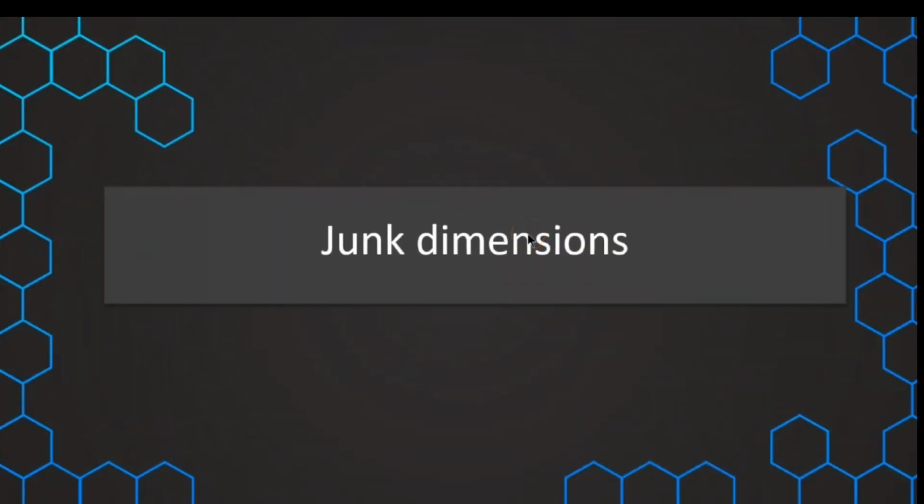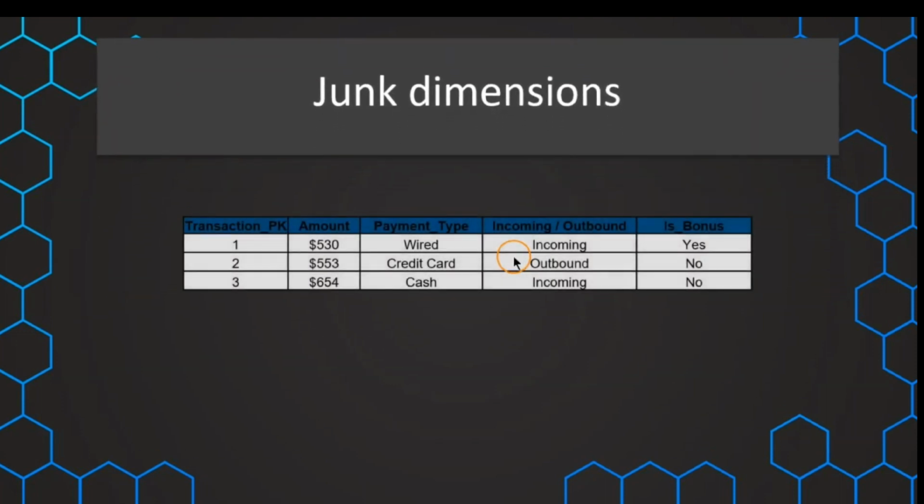Sometimes in our transactional fact table, we can have a lot of indicators or flags that are actually dimensions, but they don't really fit into a given dimension. And therefore we could create a so-called junk dimension. But now let's have a closer look at when these junk dimensions could appear and how we should deal with them. So let's have a look at the following example.